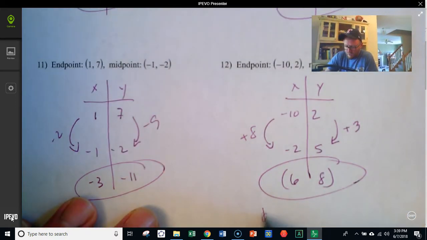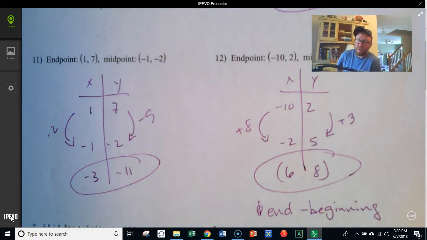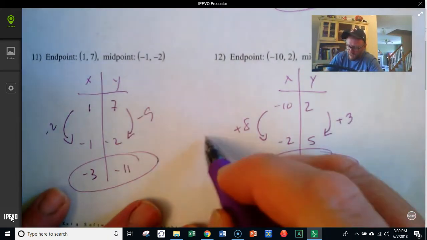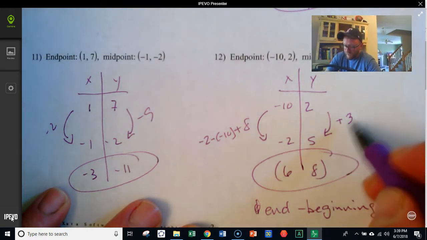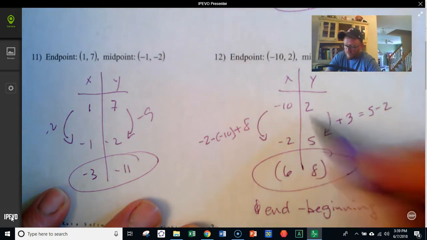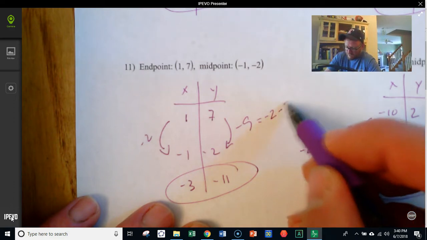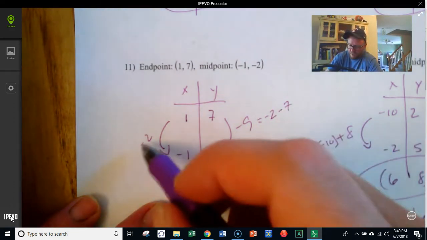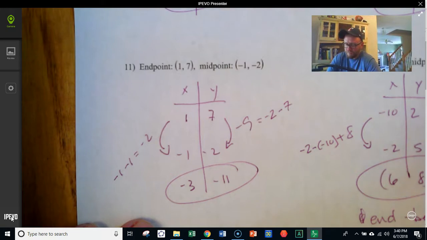Okay. End minus beginning. You take the place you end and subtract from it the place you started at. So positive 8 is negative 2 minus negative 10. And positive 3 is 5 minus 2. Negative 9 is negative 2 minus positive 7. And negative 2 is negative 1 minus positive 1. And so on and so forth.